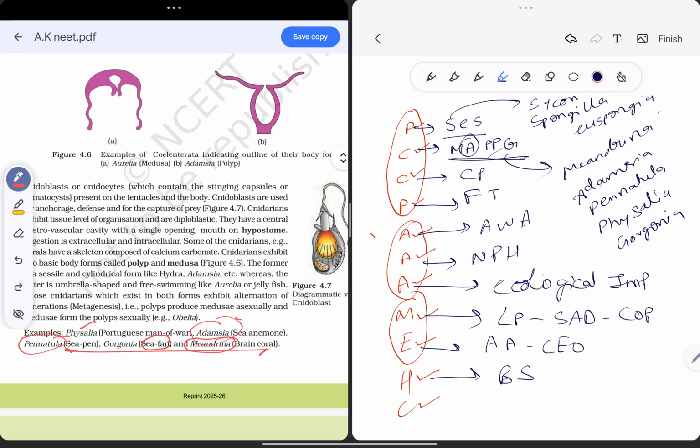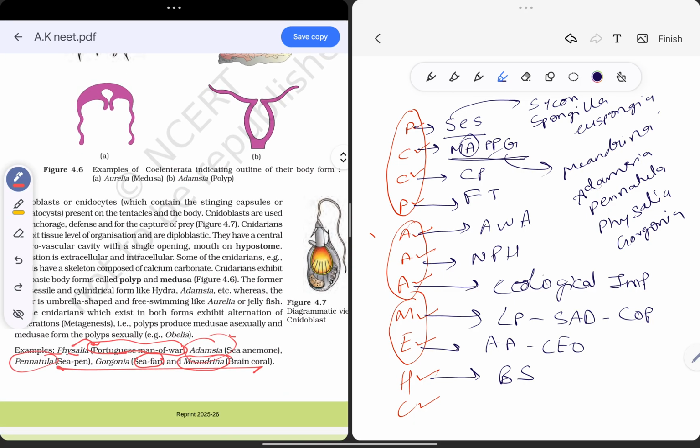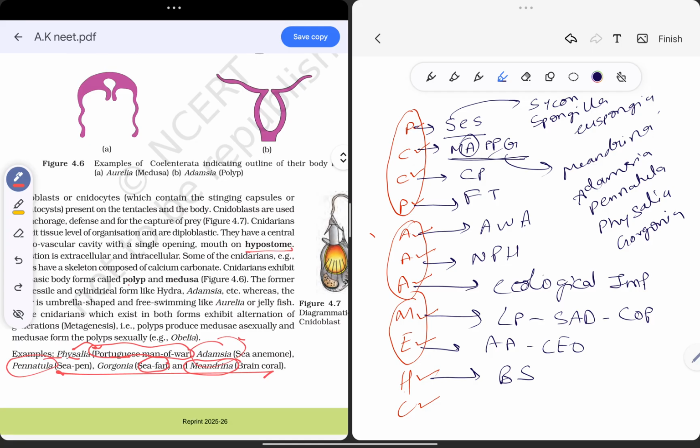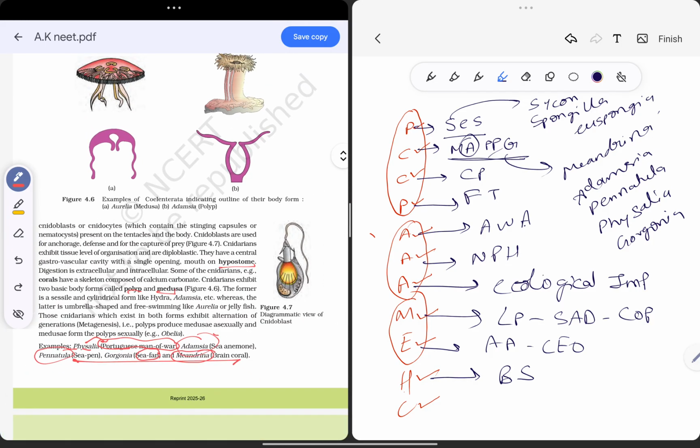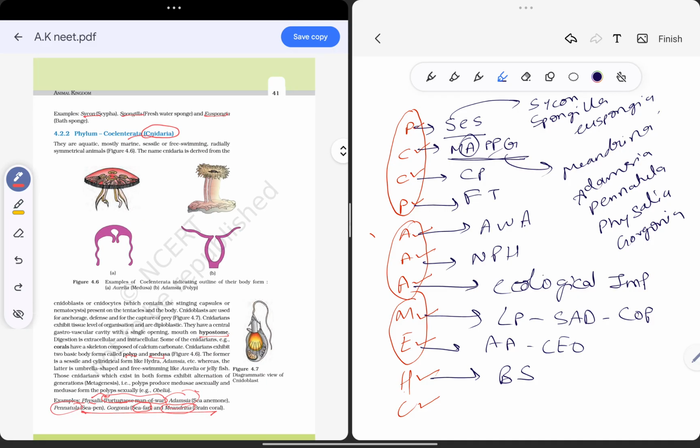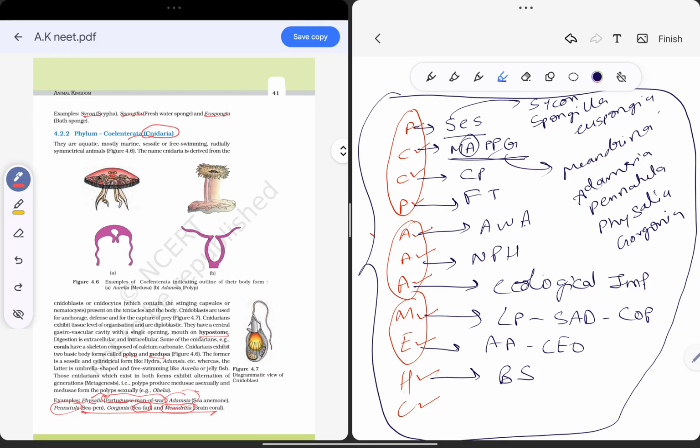Physalia means Portuguese man of war. They may not ask you Physalia. They may give you these common names, and they may ask you whether this Portuguese man of war has a hypostome, polyp or medusa form. They can ask from the examples only. The examples are the most important point. So try to remember this code which I gave you here. All these are example codes.